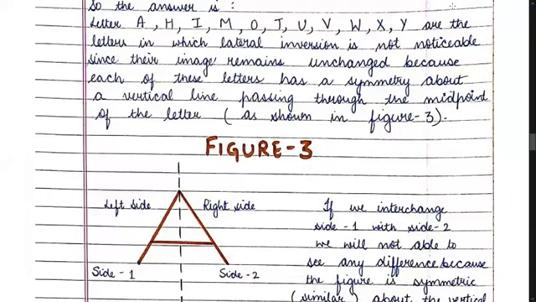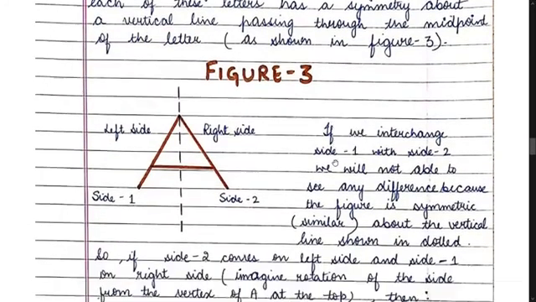These are the letters in which lateral inversion is not noticeable, since their image remains unchanged because each of these letters has a symmetry about a vertical line passing through the midpoint of the letter, as shown in figure number 3.